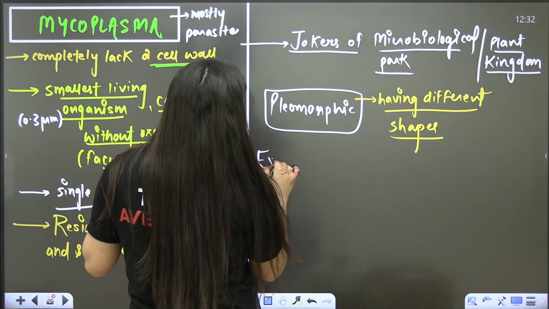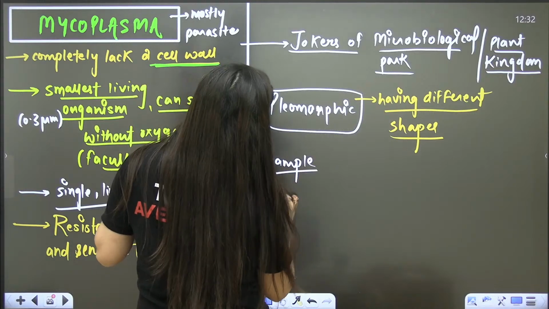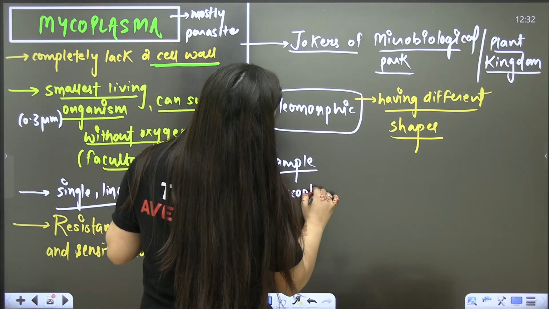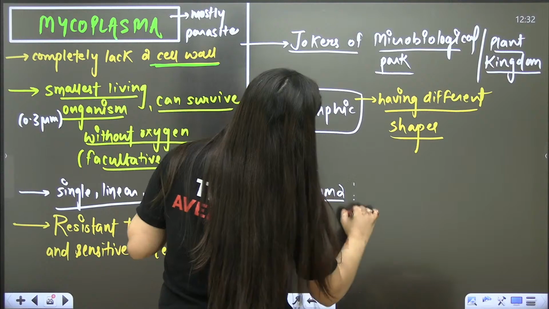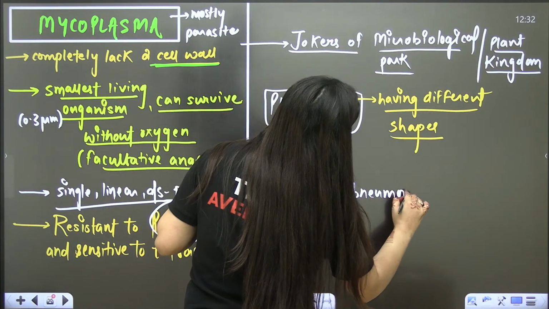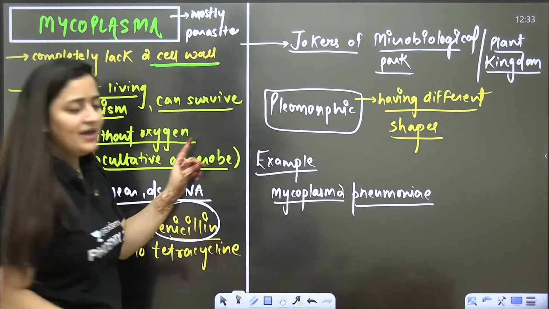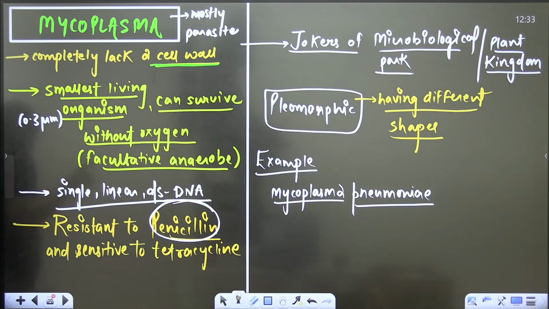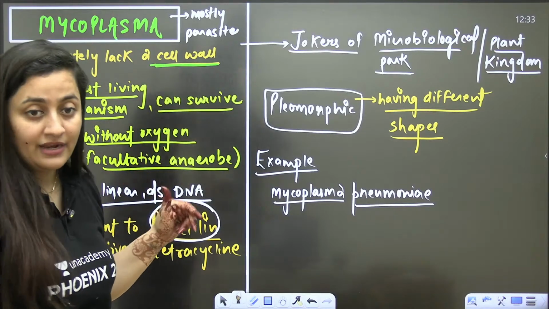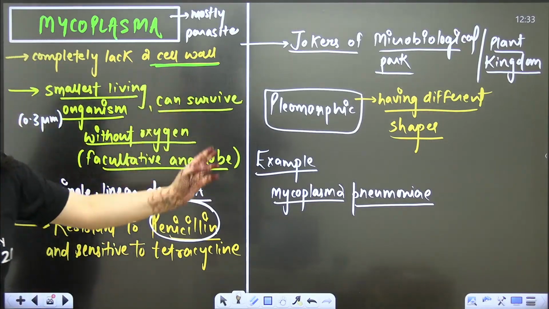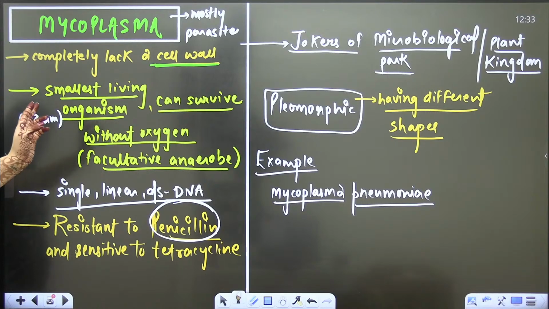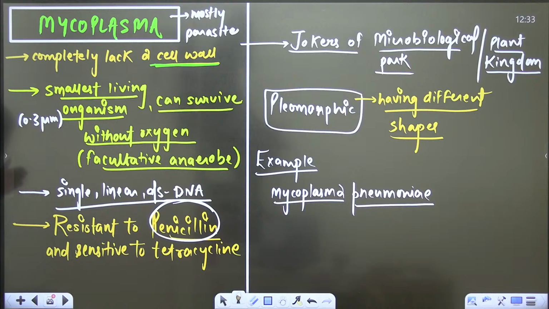So I'll give you one example: Mycoplasma pneumoniae. You know, it can cause pneumonia in animals. That's the one example that I'm giving you. And you know that there are many. Mycobacterium tuberculosis is also there, which can cause TB. So this is mycoplasma. Understood?